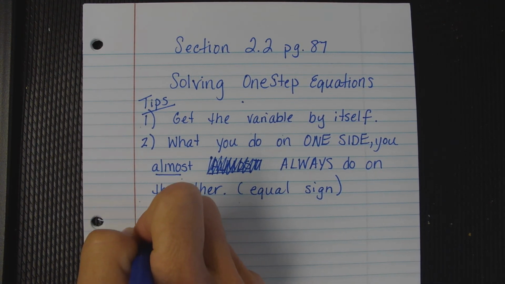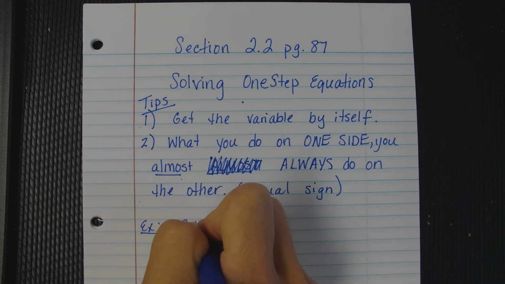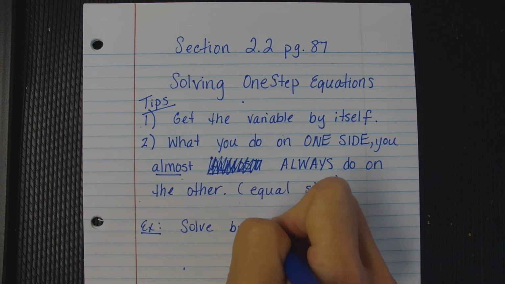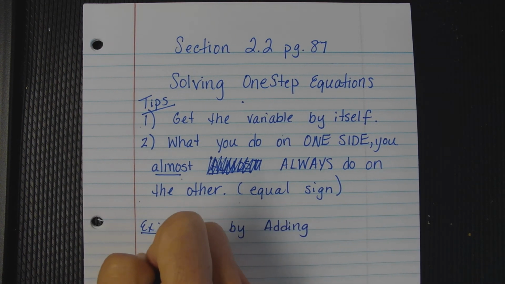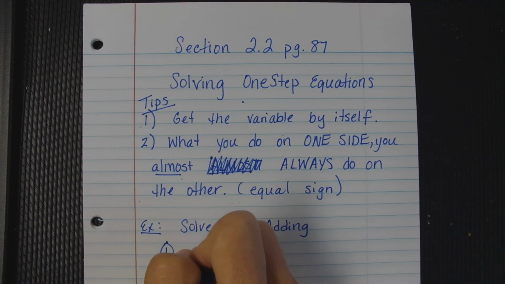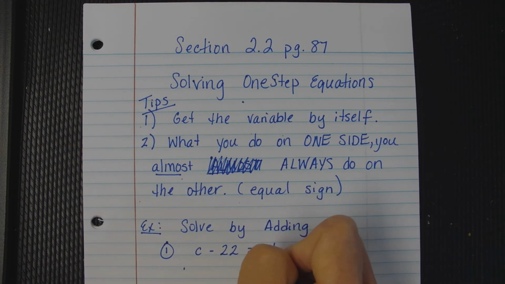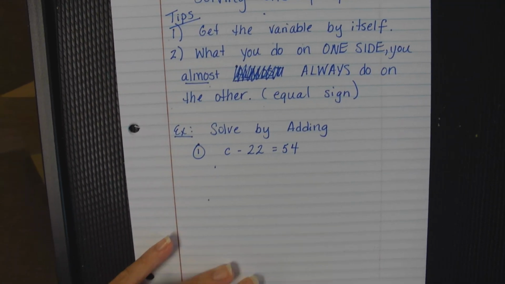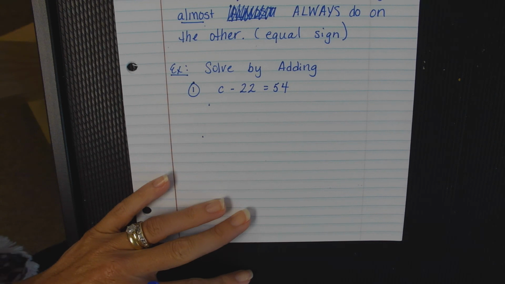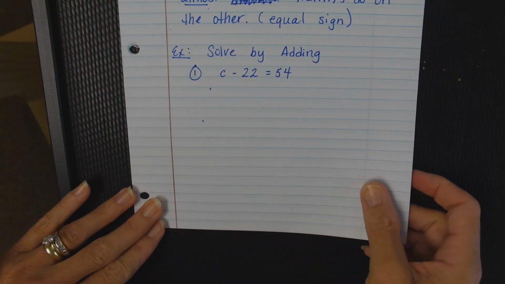All right, let's do some examples. First, I'm going to solve by adding. Look at number 1. C minus 22 is equal to 54.